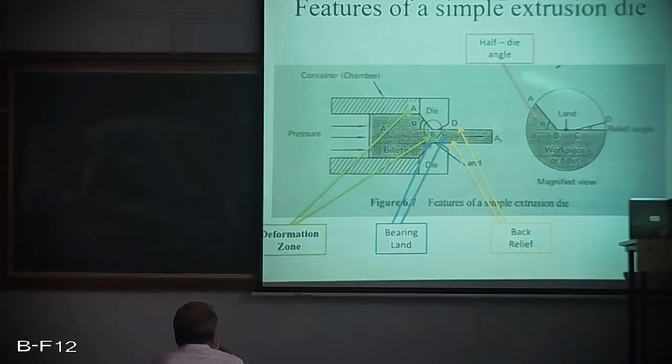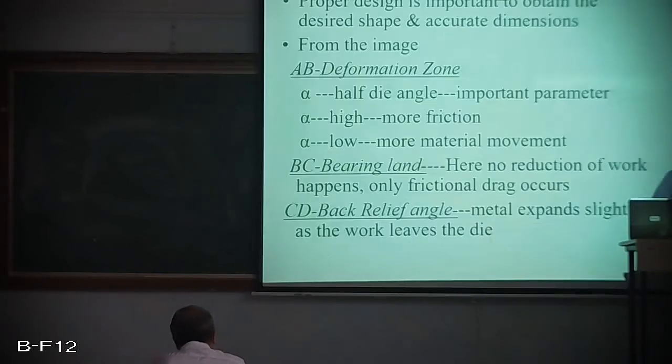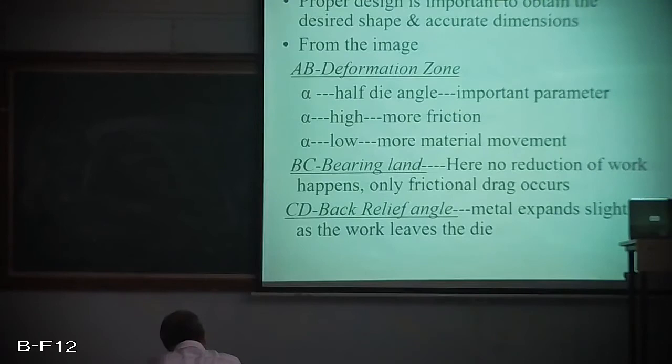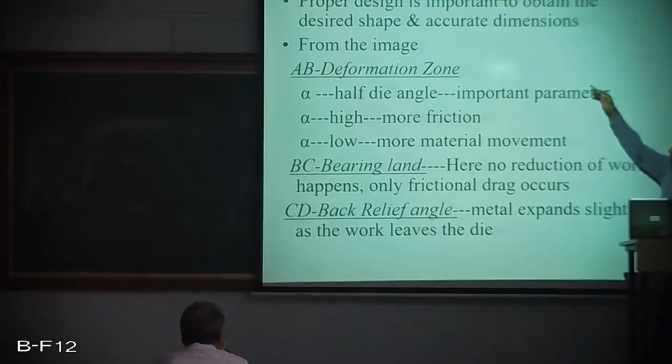From point C, the die is inclined to a slight extent, providing relief to the extruded metal. Back relief also minimizes the possibility of abrasion taking place if the extrusion stops or the die is out of alignment. So this is the importance of the relief angle. So you can see the things explaining again, proper design is important to obtain the desired shape and accurate dimensions.